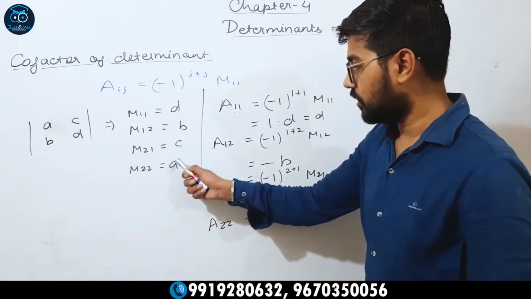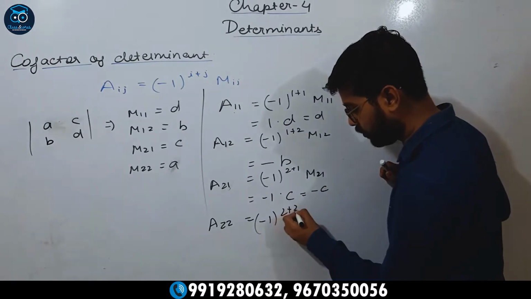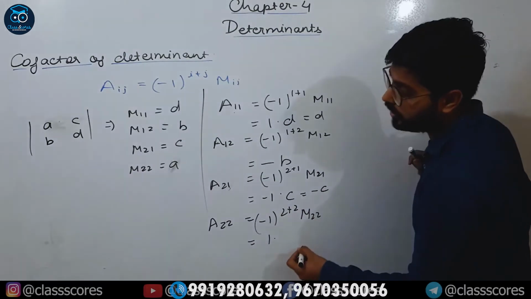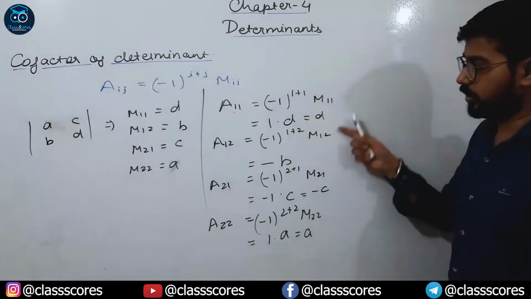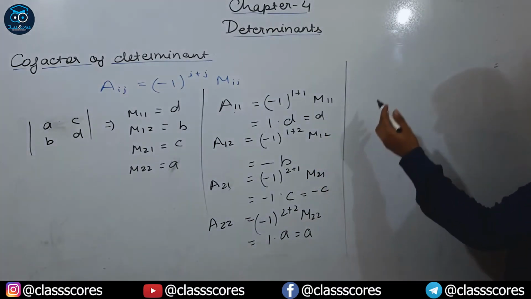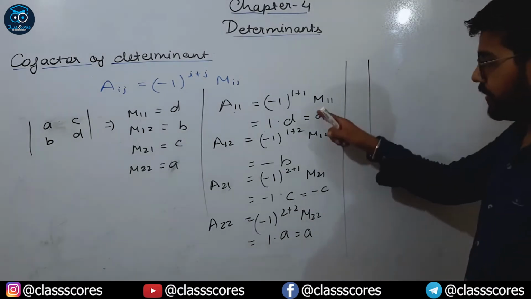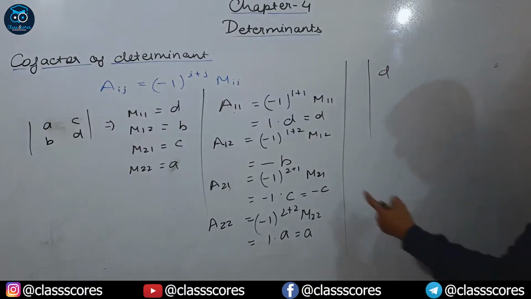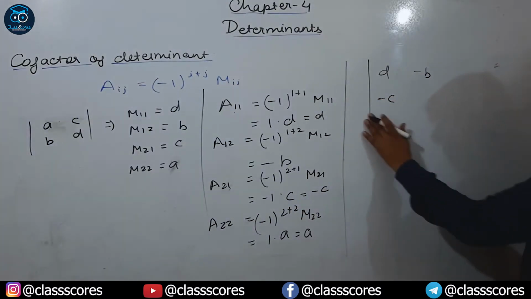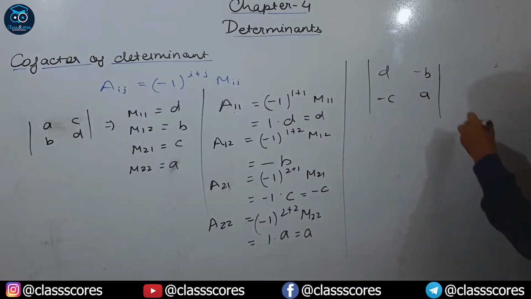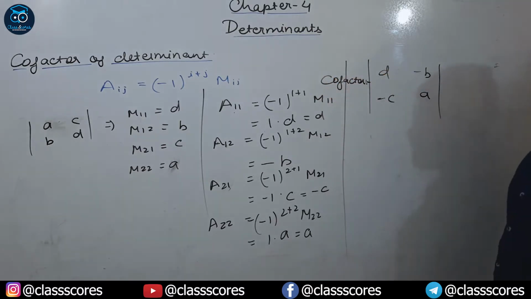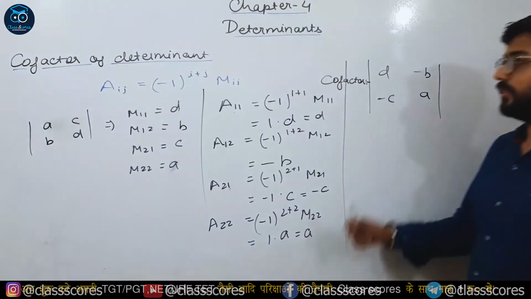And at last we get A22. A22 means (-1) to the power 2 plus 2 times M22. (-1) to the power 4 is 1, into M22, that is A, equals A. So these are the required cofactors. If we need to write this in determinant form, A11 means D, A12 is minus B, A21 is minus C, and at last A22 is A. So this is the cofactor of the given matrix. Is it clear?